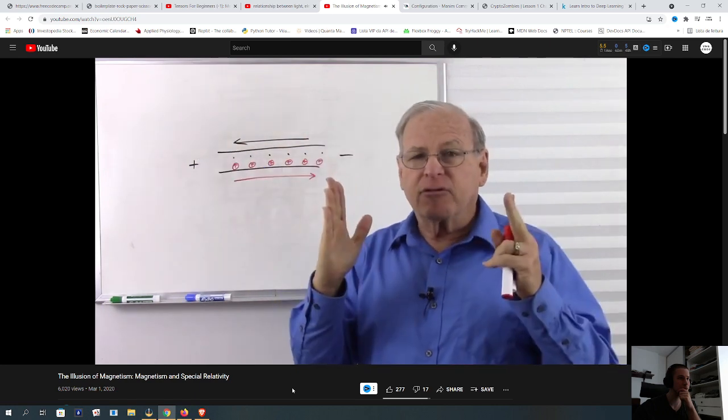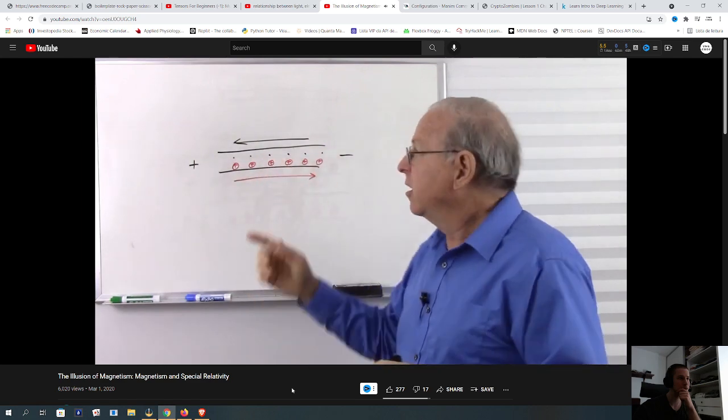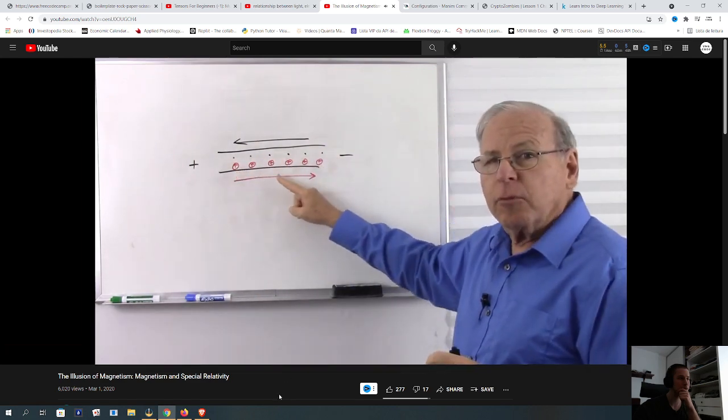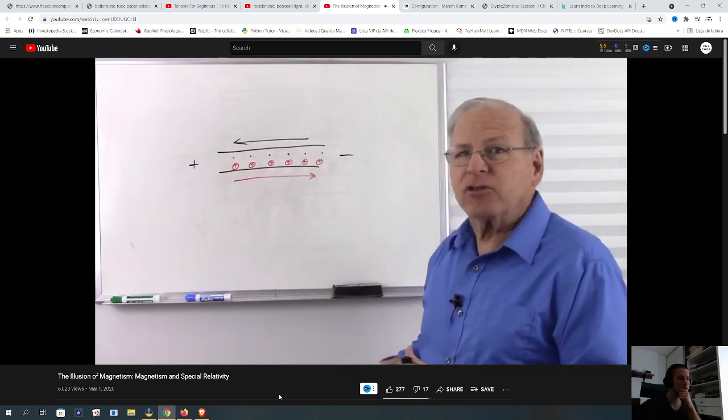Because they're moving, there's length contraction, they're closer together. I see more electrons per inch when they're moving than when they're stationary. Also, the positive charges are moving the opposite direction. So due to length contraction, they are closer together, and I see more positive charges per inch.